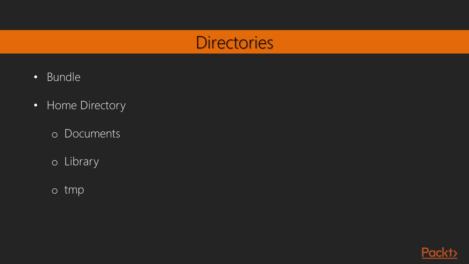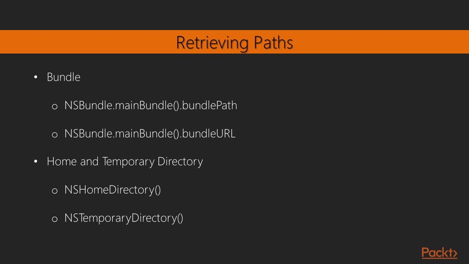Home directory. This directory is an initial directory where the app data can be stored. Here's where Documents, Library and TMP hang from. Documents. This is a directory for storing files that are exposed to the user, like pictures and videos. Library. Here's where we should store files that are not exposed to the user, like configurations and settings. TMP. For temporary files.